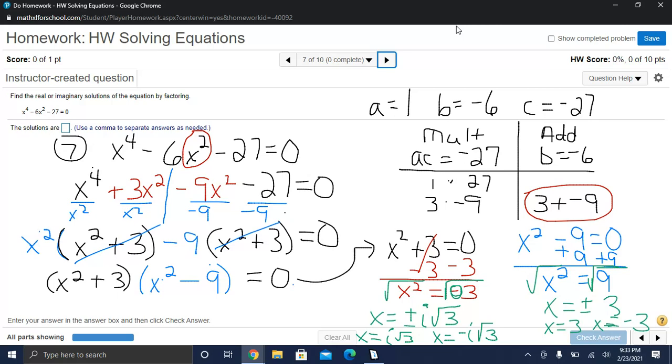So when you type them in, you'll have the positive i square root 3, you'll have the negative i square root 3, you'll have the 3 and the negative 3, or whatever it is for your problem, separated by commas.